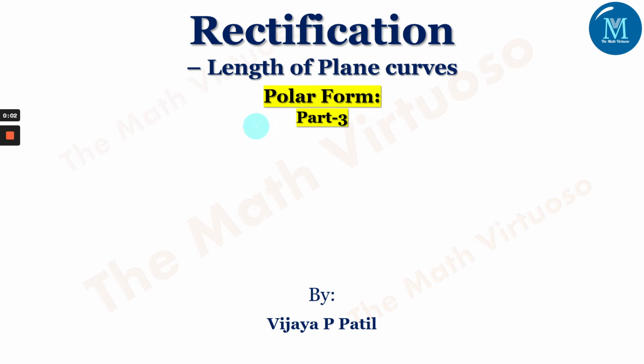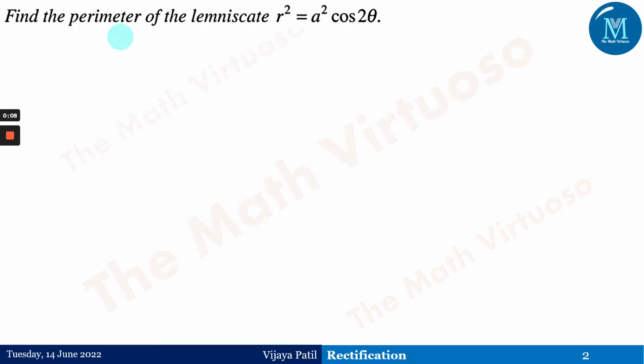Hello and Namaste. In continuation of the rectification length for plane curves, we are moving ahead with the polar form. Part 3. Find the perimeter of the lemniscate r squared equals a squared cos 2θ.